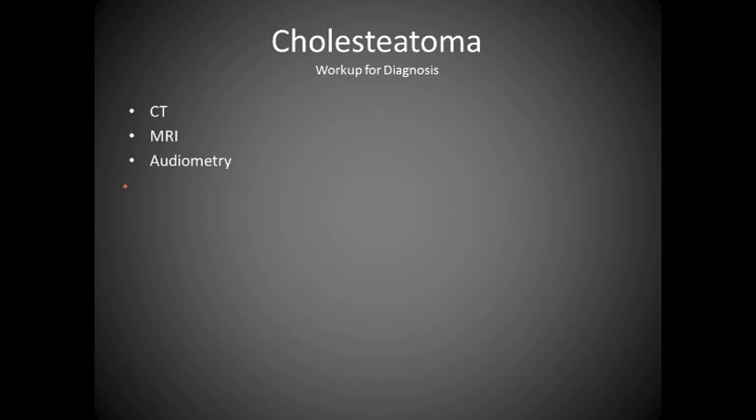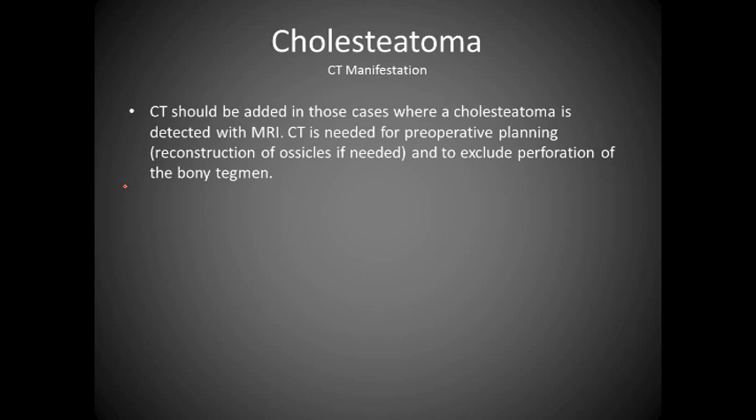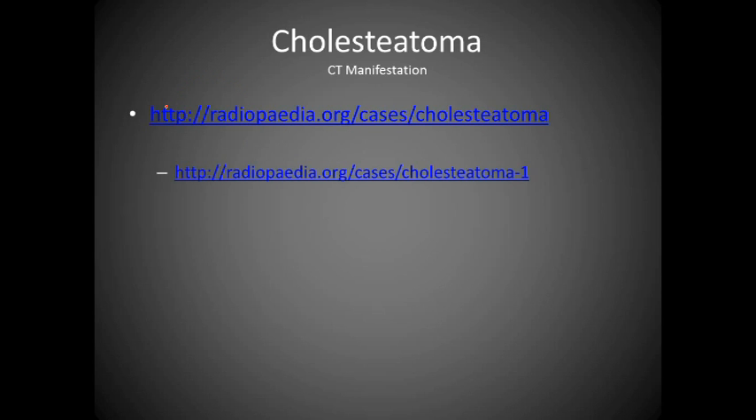And so basically, analysis of the hearing structure of the ear. CT and MRI both have their benefits, but audiometry would prove quite beneficial as well. In terms of CT, it should be added in those cases where cholesteatoma is detected with MRI. CT is needed for preoperative planning, such as reconstruction of the ossicles if needed, and to exclude perforation of the bony tegmen. So basically, usually cholesteatomas are found with MRI, and then CT is added as an afterthought to hopefully assist in surgical planning.